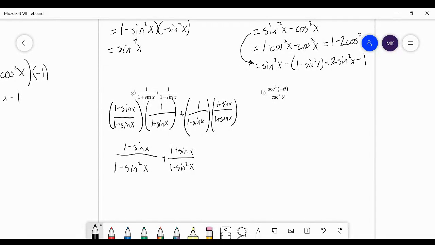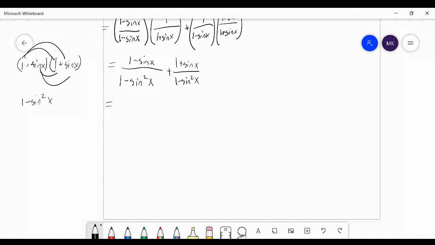Now, if you're not sure how that happens, it's just multiplying 1 minus sine x times 1 plus sine x. We distribute that, we end up with 1 minus sine squared x. So I'm looking at this, I have 1 minus sine x over 1 minus sine squared x plus 1 plus sine x over 1 minus sine squared x. We can simplify. Let me get my equal signs in here because those are all still relevant and applicable. Need to have those in.